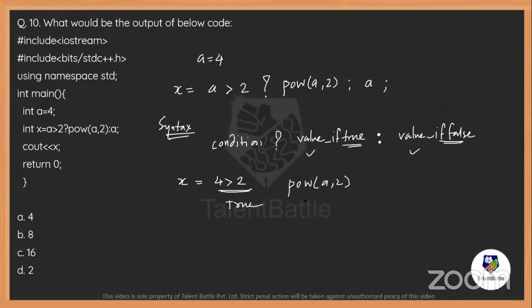Now, as per the code, the value of a is 4, and 4 is greater than 2. So we will get pow of 4 comma 2, and that is 16. So the final value of x will become 16, and that is what we are printing here. So the final output will be 16. Again, if you want to cross check, you can execute the code. You will get the answer. Got it?